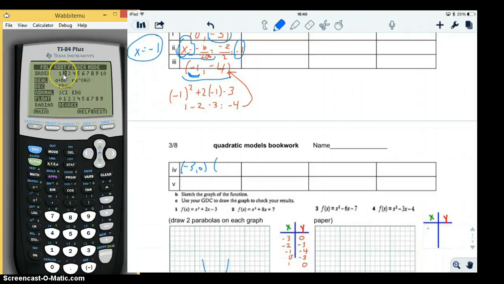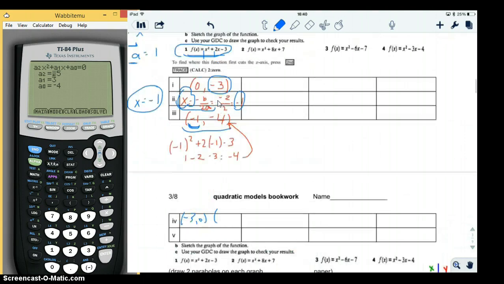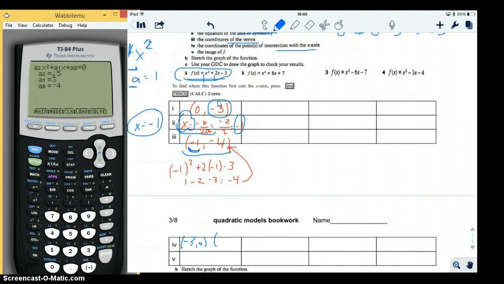It's a second order equation, so you leave that as 2. And we're going to put in the coefficients here. A is 1, B is 2, and C is negative 3. So I put 1, 2, and negative 3. We solve. And so there's two roots, one is negative 3 and one is 1. So those are the x-intercepts.